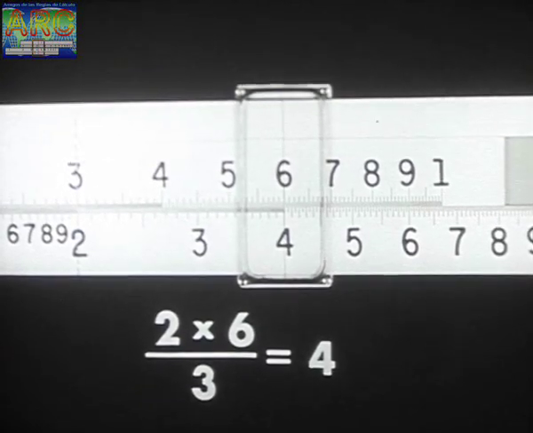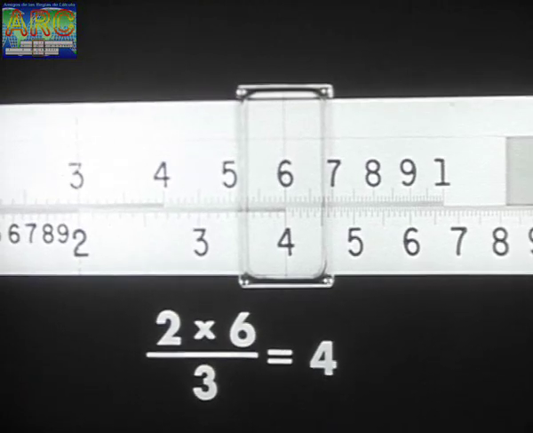Notice that solving this problem requires only one setting of the rule, and that there is no need to read the intermediate answer.